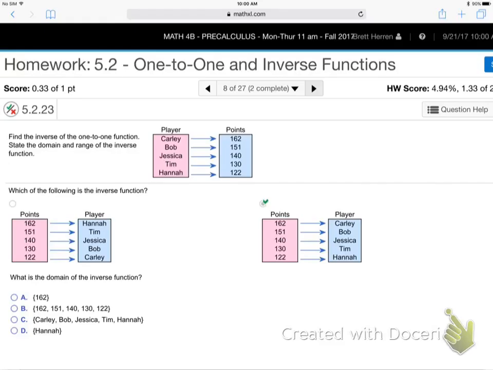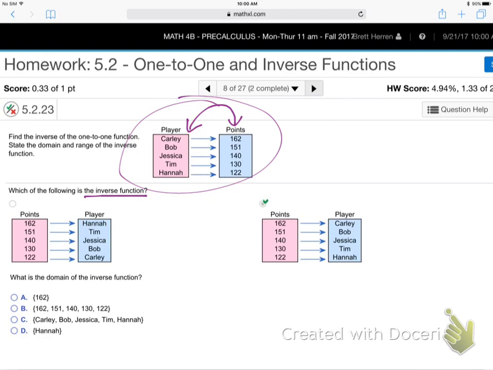Okay, so now it's saying here's a function, right? A function is just a connection between inputs and outputs. And this would be Carly, Bob, Jessica, Tim, and Hannah, and the points they got in some kind of game. So now, which of the following is the inverse? What is an inverse function? It is a switching of inputs and outputs, x's and y's. Just switch roles. That's what an inverse function is.